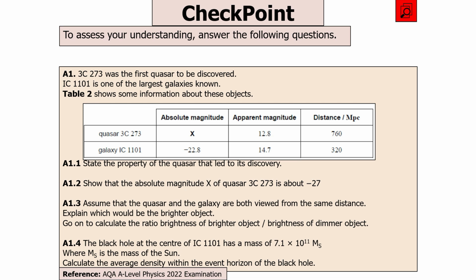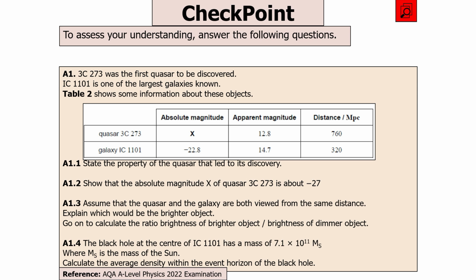The next question says, 3C273 was the first quasar to be discovered. IC1101 is one of the largest galaxies known. Table 2 shows some information about these objects. State the property of the quasar that led to its discovery. Show that the absolute magnitude M of the quasar 3C273 is about minus 27. Assume that the quasar and the galaxy are both viewed from the same distance.